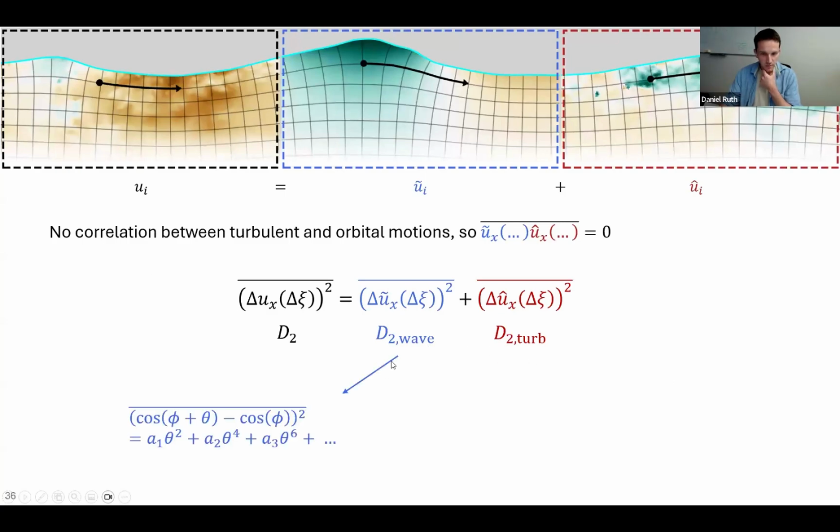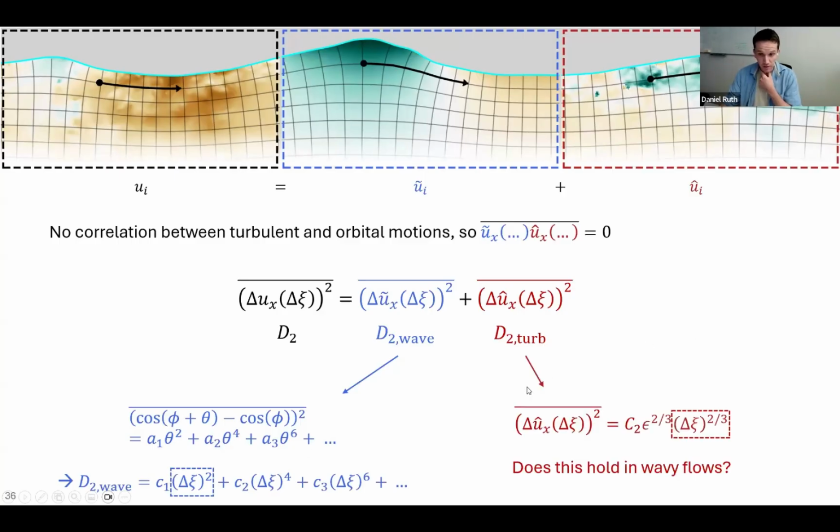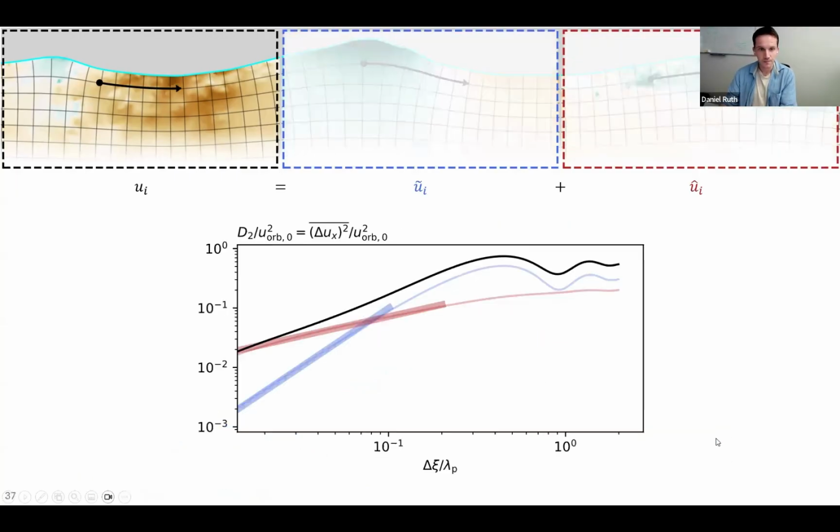And we can do some Taylor series expansion to expect that this orbital second order structure function is going to scale with the separation to the power 2. And a canonical result from turbulence is that in a turbulent flow, it's going to scale with the separation to the 2/3 power. So we want to see if this 2/3 scaling also holds in the wavy flows like we have here.